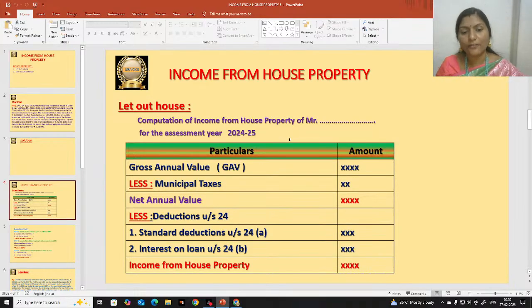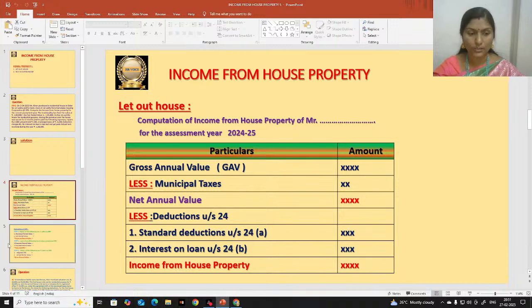And from net annual value, we are going to give some deductions under section 24. So deductions under section 24 are 2. First one is standard deduction under section 24(a), and the second one is interest on loan under section 24(b). So these are 2 deductions that we should allow always. And next we will get income from house property if we deduct these 2 deductions from net annual value.